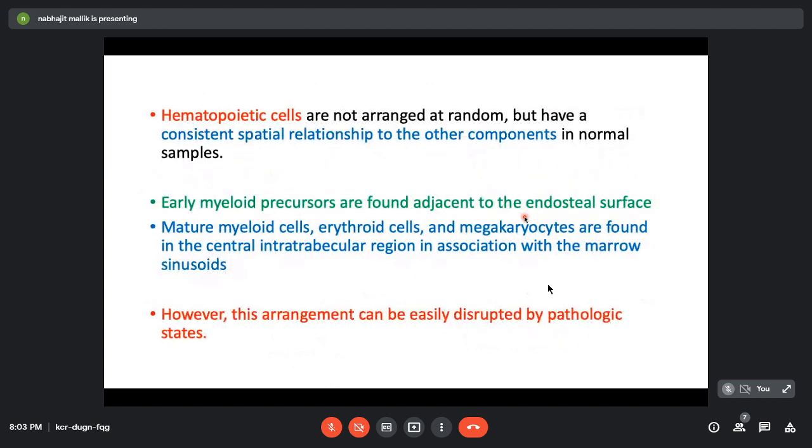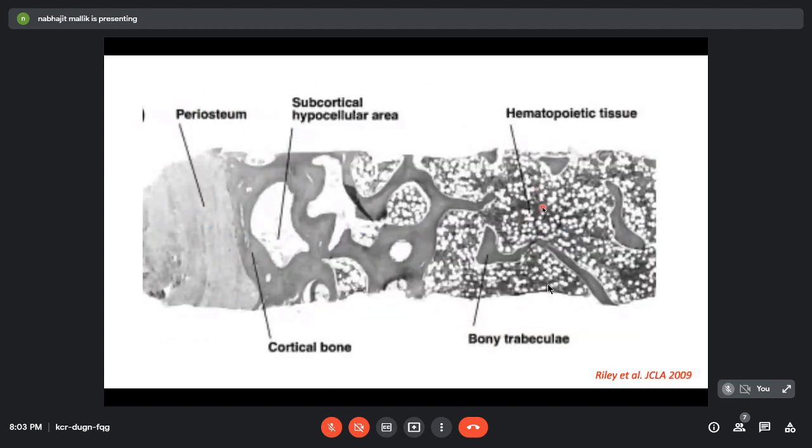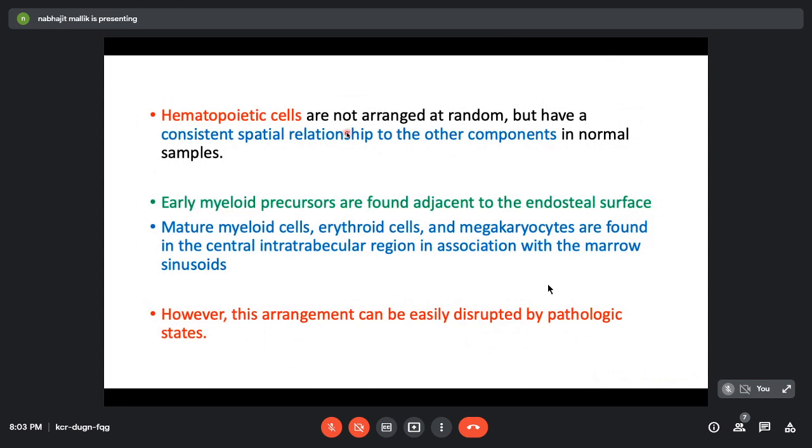Right. So we talked about the hematopoietic tissue and the hematopoietic cells. We must remember that the hematopoietic cells are not arranged at random, but they have a consistent spatial relationship to the other components in normal samples. So early myeloid precursors are found adjacent to the endosteal surface, and as they mature, the mature myeloid cells, the erythroid cells and megakaryocytes are found in the central intertrabecular region in association with the marrow sinusoids.